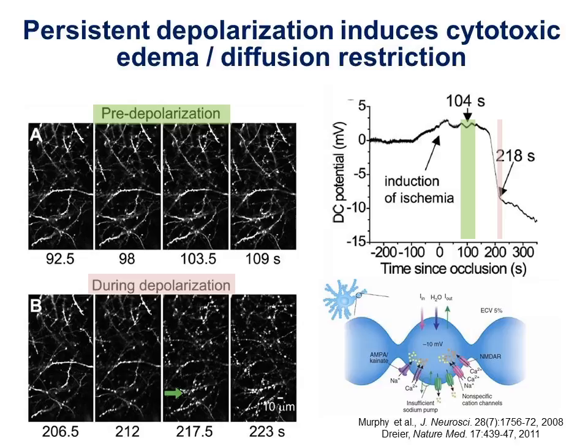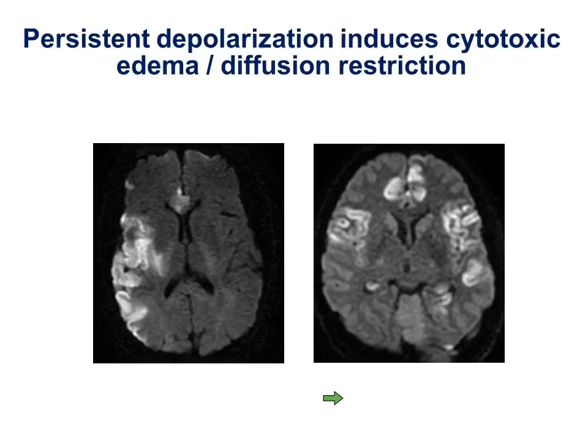This beading and swelling causes a restriction of the water diffusion in both the intracellular and extracellular compartments. And it's this diffusion restriction that's visualized in diffusion-weighted MRI imaging as one of the earliest indications of neuronal damage or impending neuronal damage from stroke. Now, diffusion lesions are, of course, reversible.